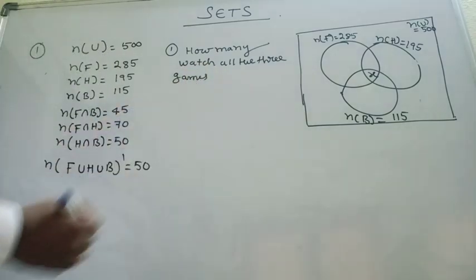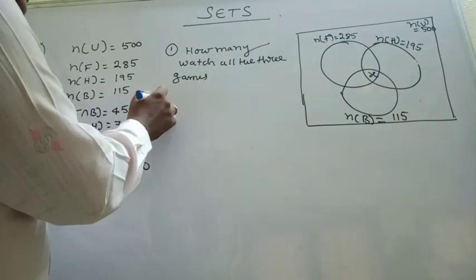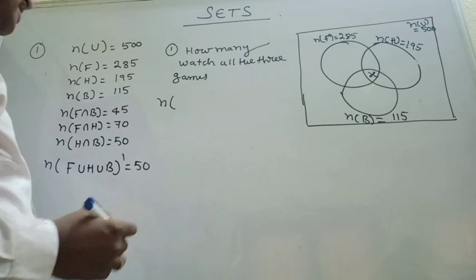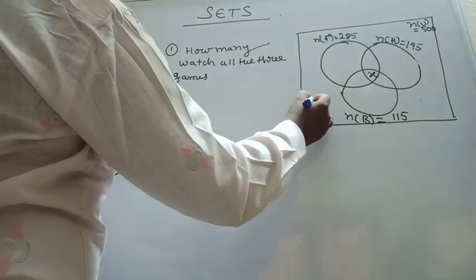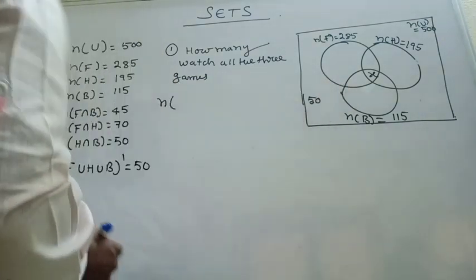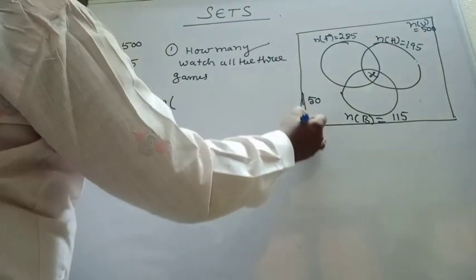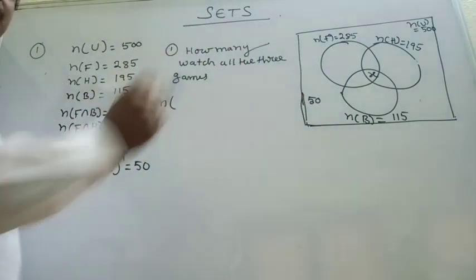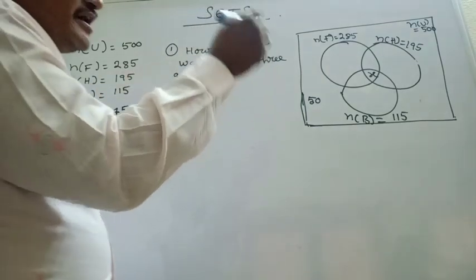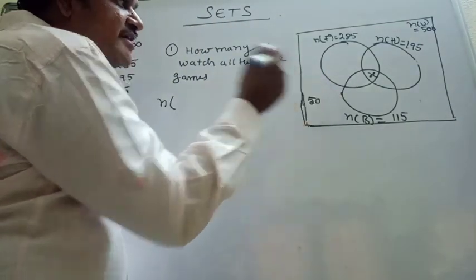Now, let us get this very nicely, my dear students. You know that 50 are lying outside, for your kind information, because these 50 persons won't play any game. That's why they are lying outside of it.